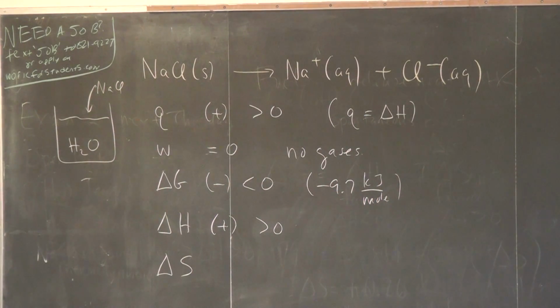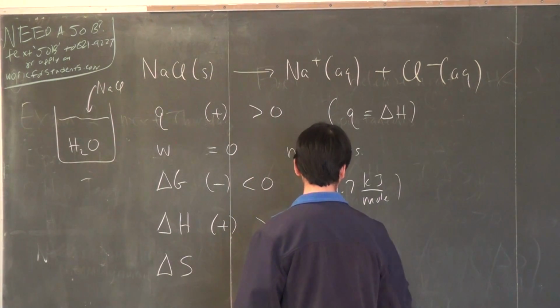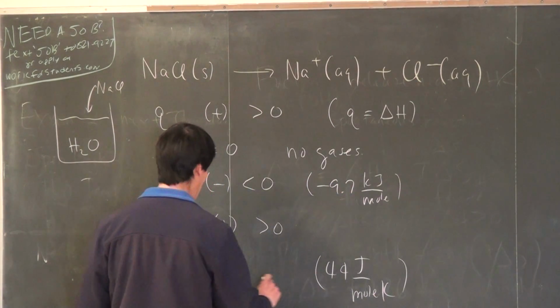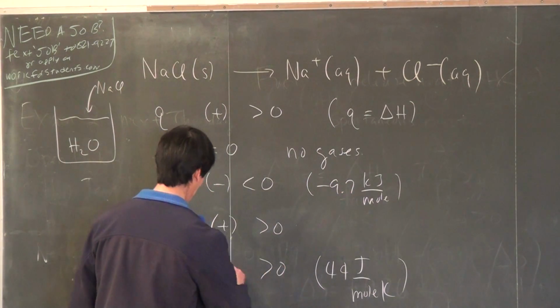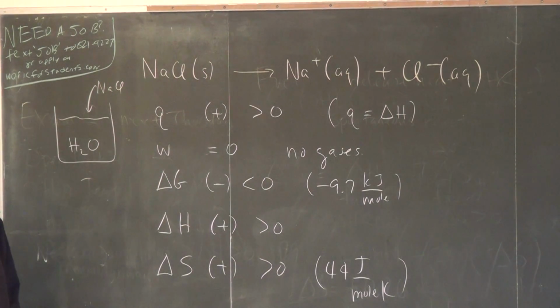And what about delta S? Greater than 0 or less than 0? Greater than 0. And did you calculate delta S? Yeah. And what did it turn out to be? I got 44 joules per mole, joule per mole degree Kelvin. Okay, so note this is positive, it should be greater than 0. Oh, but I used 22 degrees Celsius. That's okay. Just close enough.